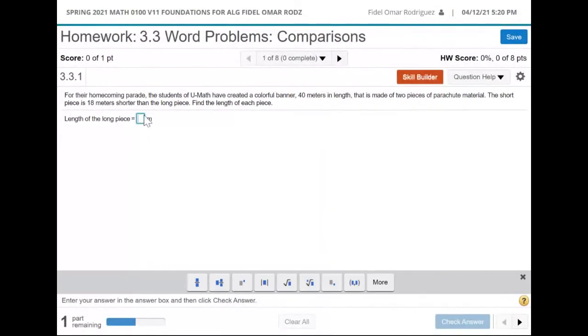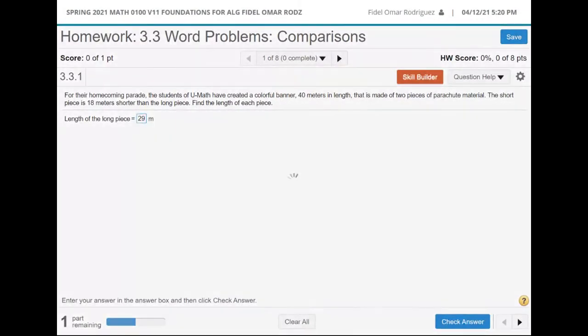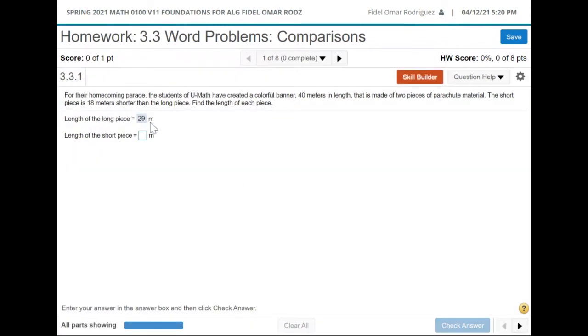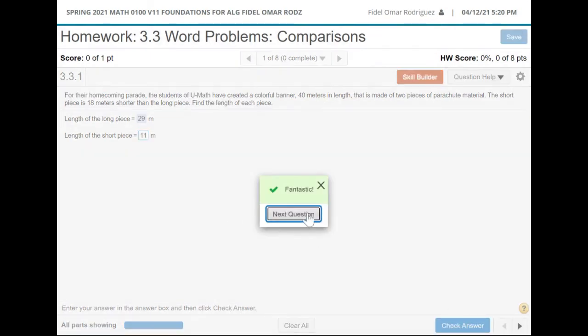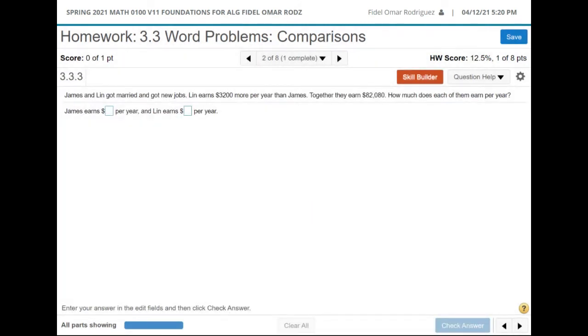So I'm going to stop sharing this piece here, and I'm going to come back to my problem. Okay, so we said the length of the long piece, the number we came up with was 29, so we're going to hit 29, perfect. And the length of the short piece, we said 29 minus 18, which was 11. And we're going to check it as well, and we got it, okay? Okay, perfect. So I'll tell you what, let me go ahead and copy this one, and we'll keep working here.